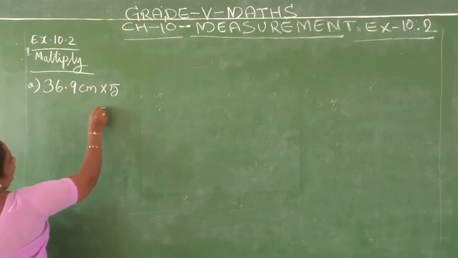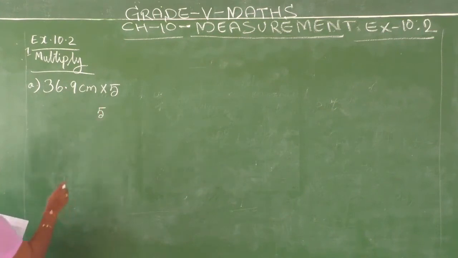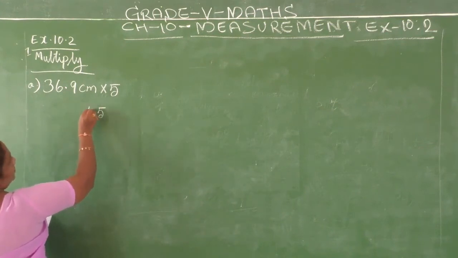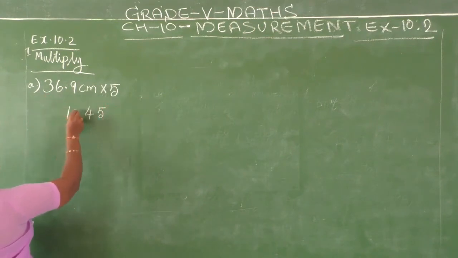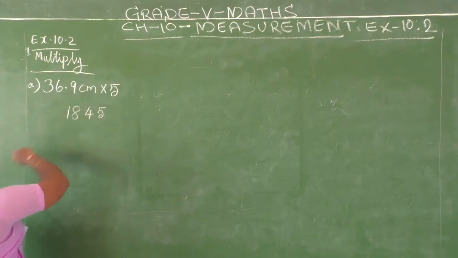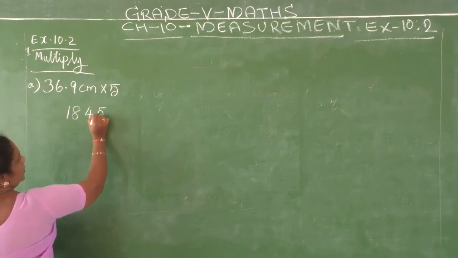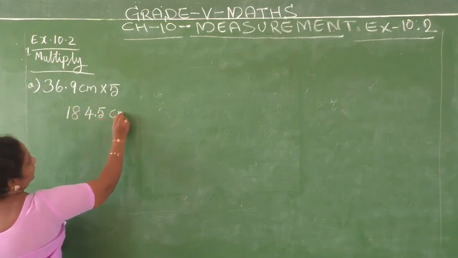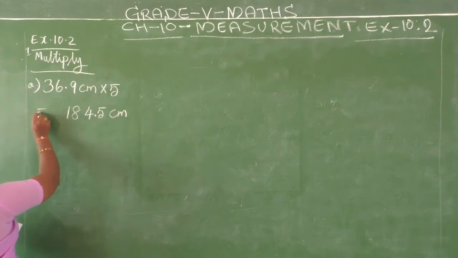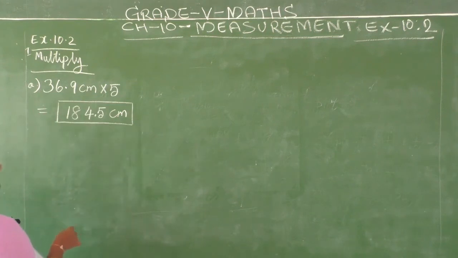5 nines are 45, write 5, remaining 4. 5 sixes are 30, 30 plus 4 is 34, so 4, remaining 3. 5 threes are 15, 15 plus 3 is 18. Here there is one digit after the decimal point, so in your answer also keep the decimal point after one digit, and mention the unit. The answer is 184.5 centimeter.